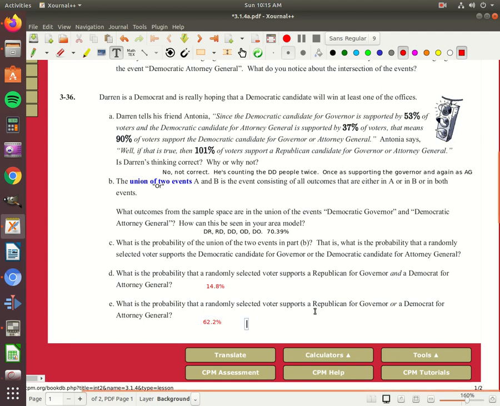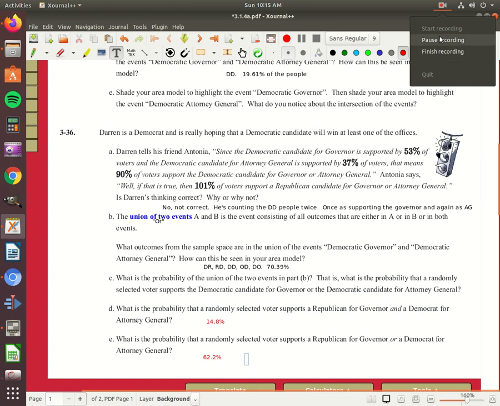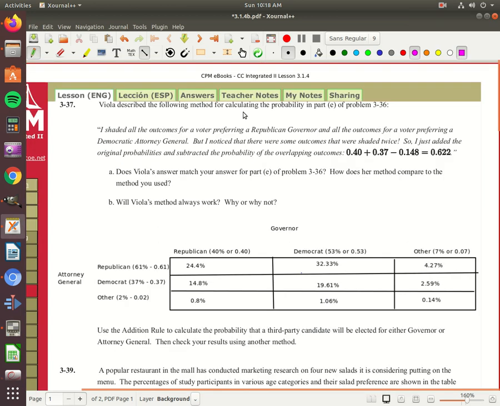All right, I'm going to pause and keep going here. Viola described the following method for calculating the probability in Part E of Problem 336. She said, I shaded all the outcomes for a voter preferring the Republican governor and all the outcomes for a voter preferring a Democratic attorney general. But I noticed that there were some outcomes that were shaded twice. So I just added the original probabilities and subtracted the probability of the overlapping outcomes. 0.4 plus 0.37 minus 14.8 equals 62.2. Does Viola's answer match your answer?